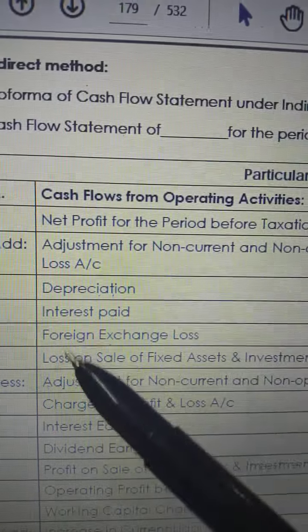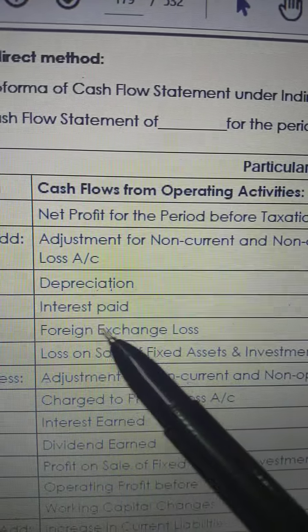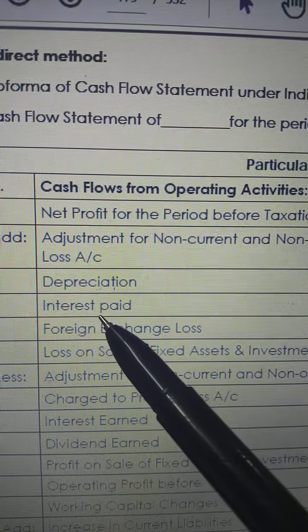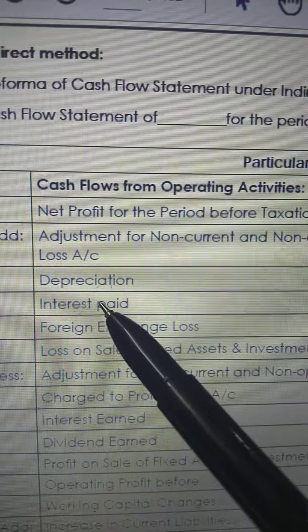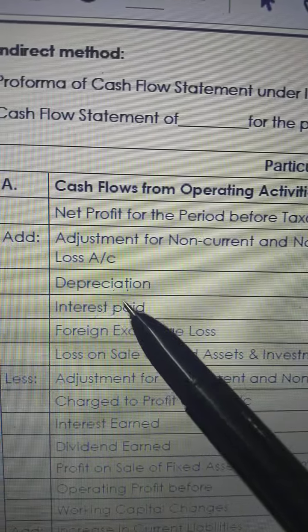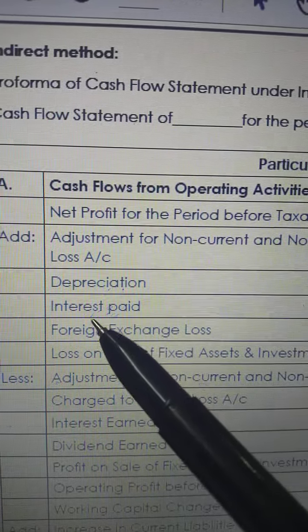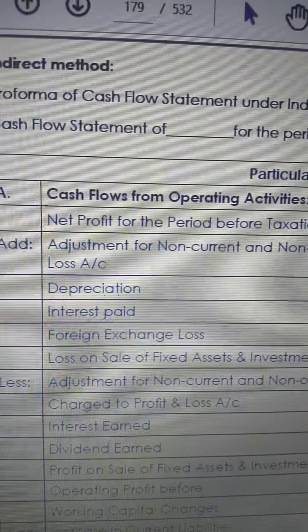So I am adding. Then what about the next item? Interest paid. Is interest paid a cash expense or a non-cash expense? Interest paid is a cash expense only. But is it an operating expense or a non-operating expense? Interest paid will come under which category?